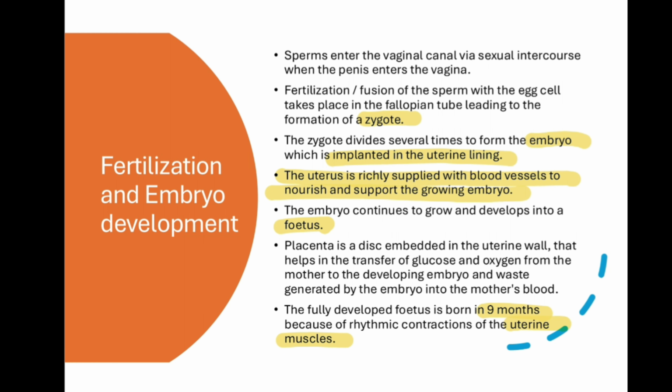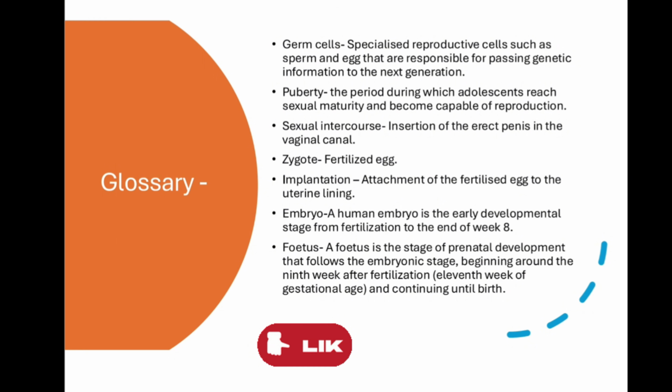The stage of development up to 8 weeks is called the embryo, and after 8 weeks it is called the fetus. Placenta is a disc embedded inside the uterine wall which helps in the transfer of glucose and oxygen from the mother to the embryo, and it helps in the removal of waste from the embryo into the mother's blood. The fully developed fetus is born in 9 months because of the rhythmic contractions of the uterine wall, and it comes out through the vaginal canal. And that's human reproduction, simple, clear and easy to remember.